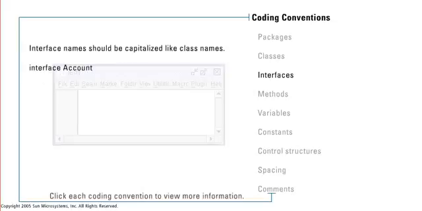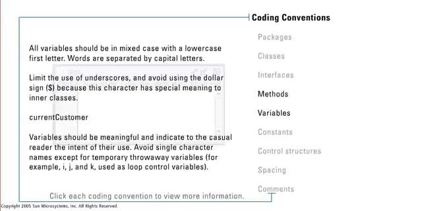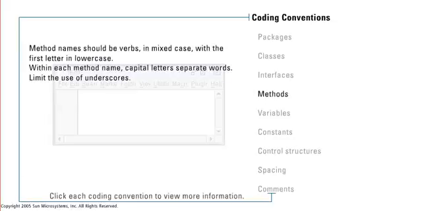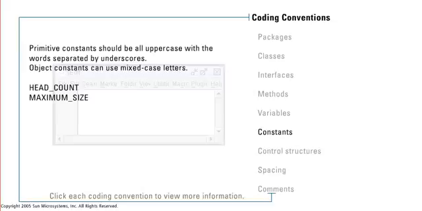Interfaces, which we haven't discussed yet, will be named similarly to classes. Methods are your actions, so should be verbs in mixed case with the first letter in lowercase. And then within the method name, capitalize the first letter of each subsequent word. So for instance, balanceAccount has a capital A. Variables should be in mixed case with an initial lowercase letter, and then each subsequent word within the variable name can have an initial capital letter. Limit the use of underscores and try to avoid using dollar signs. Constants should be in all uppercase letters, and you can use the underscore character to separate words.